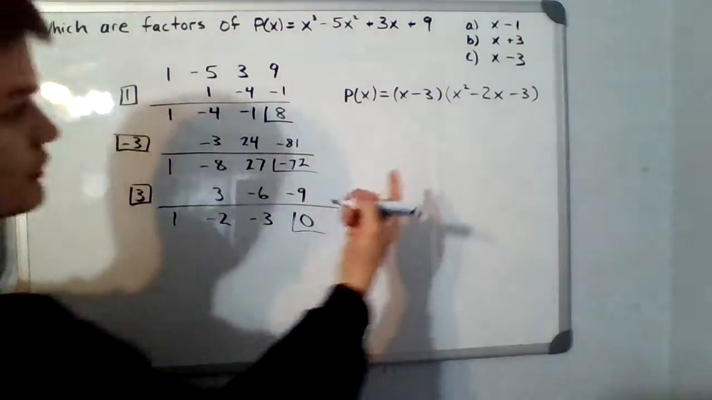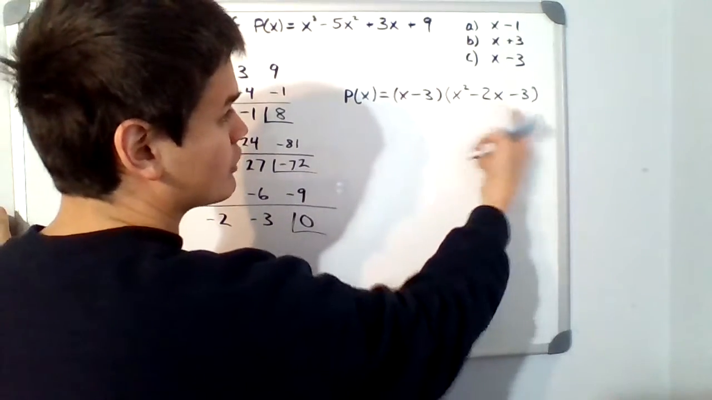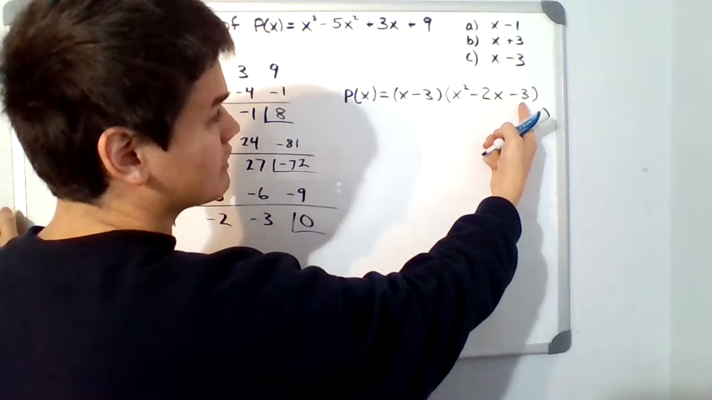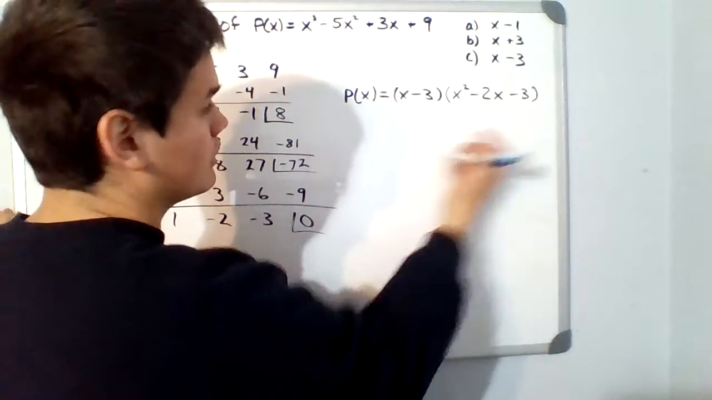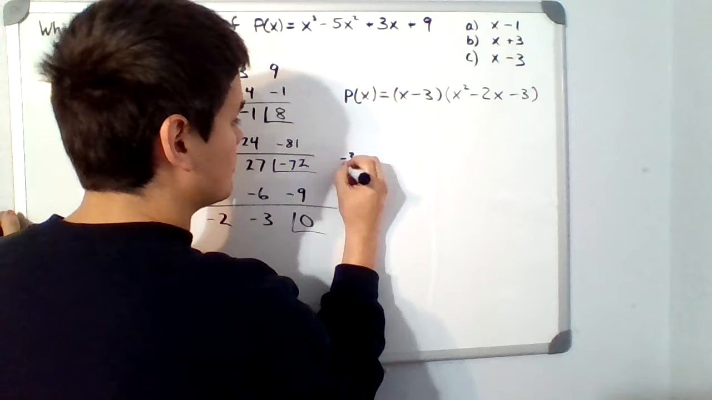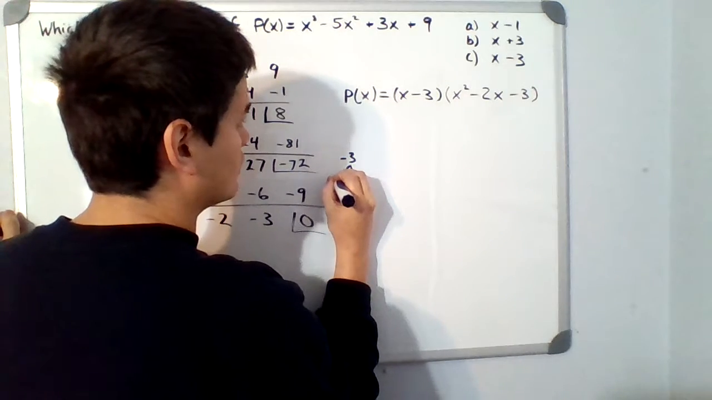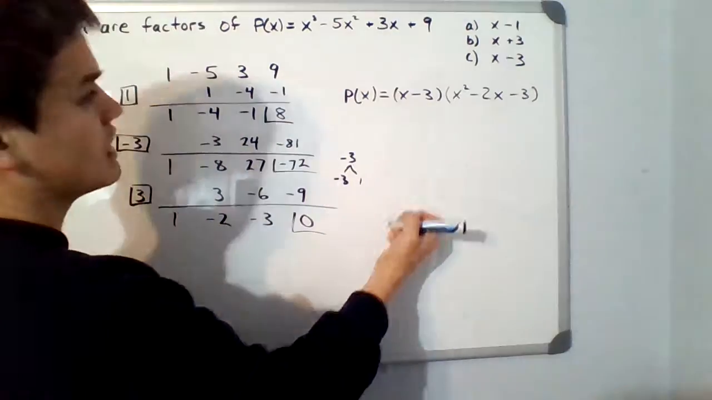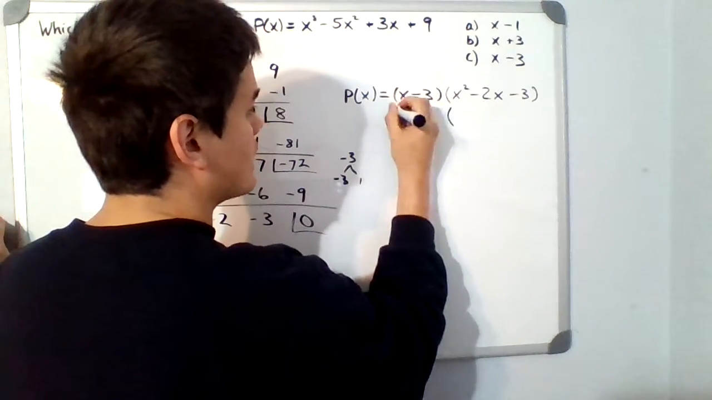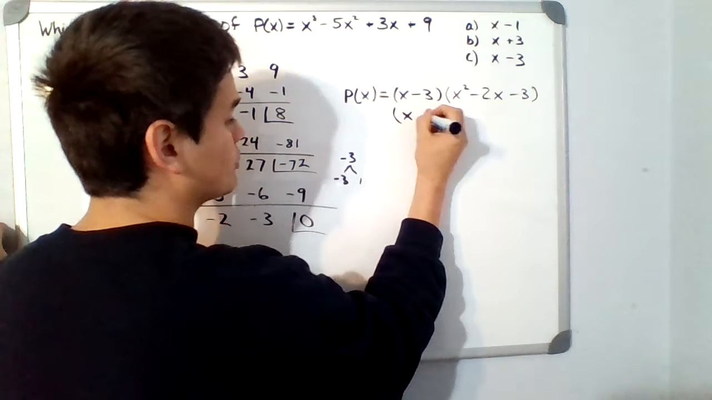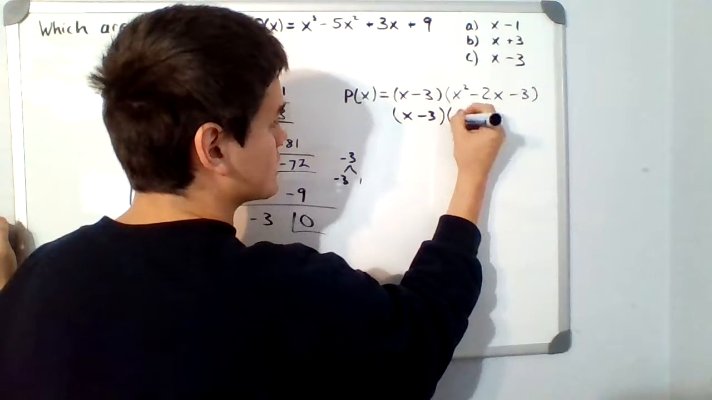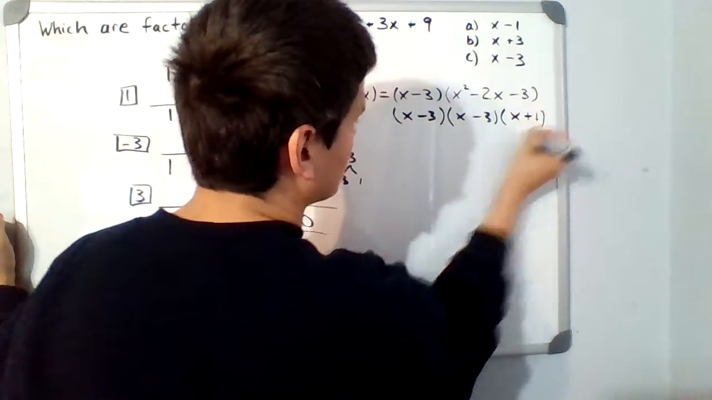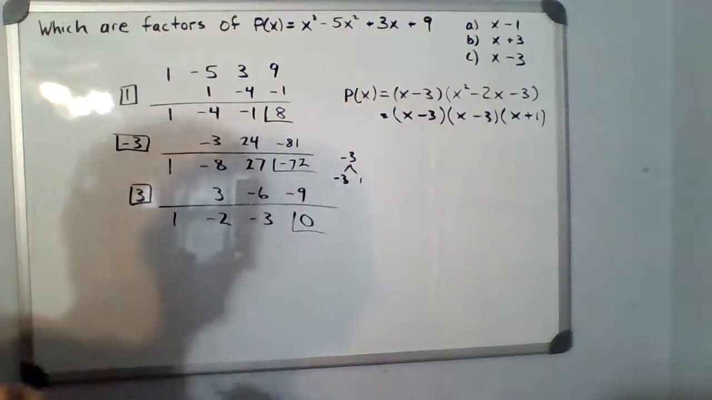And if we wanted to factor this further, we could just factor our quadratic equation now. We know that -3 will have two factors, -3 and 1, that sum to be -2. So actually x minus 3 is a double root here. So we have x minus 3 times x minus 3 times x plus 1. And that will be the full factorization of p of x.